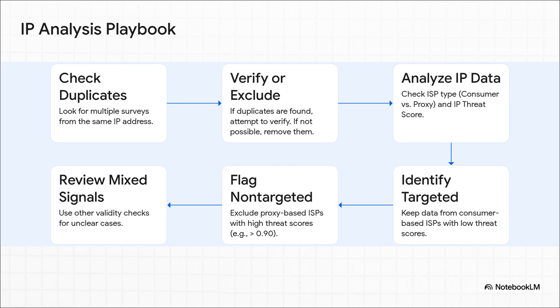First, you start with the simple stuff. Check for duplicate IPs. Easy enough. Then you do the real analysis. For every single person, you check their internet provider type and their IP threat score. This lets you sort them. The data from regular internet providers with low threat scores, that's your clean data. You keep it. The data from proxy servers with high threat scores, that gets flagged and tossed out. And for anyone in that gray area in the middle, you can use other checks to make the final call. It's a powerful and practical way to bring some integrity back to online data.